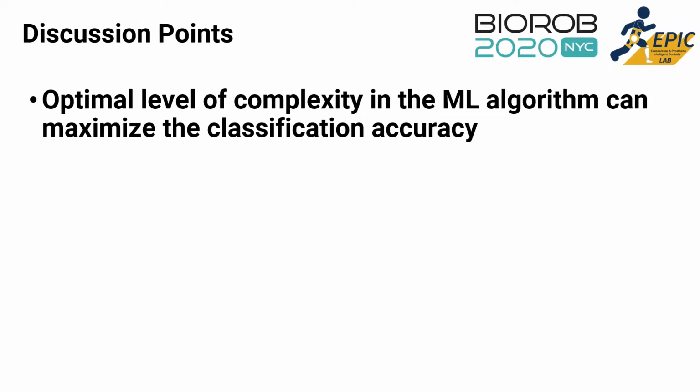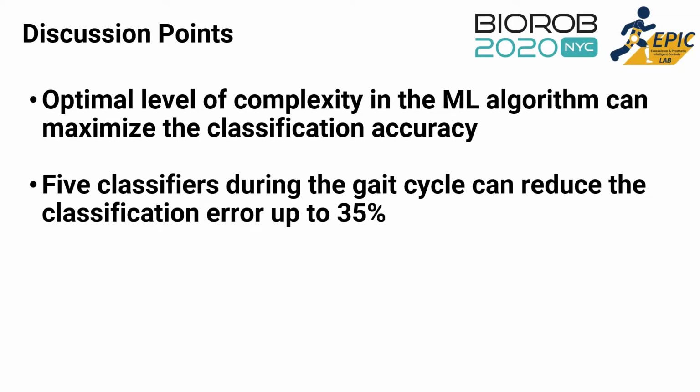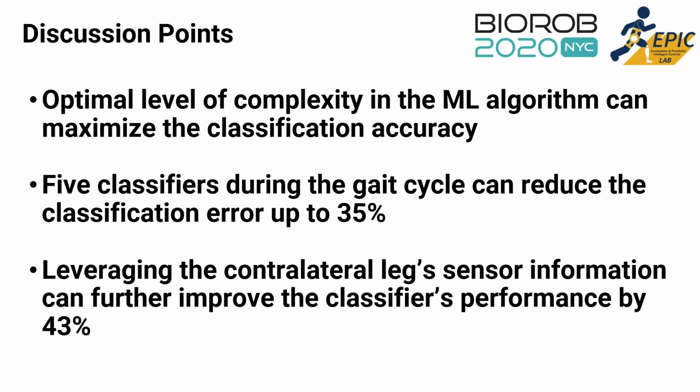So, some of the discussion points from our study are: first, an optimal level of complexity in the ML algorithm can maximize the classification performance. Second, multiple phase-based classifiers during the gait cycle can reduce the classification error. Lastly, utilizing bilateral sensor information from the exoskeleton can further improve the classifier's performance.